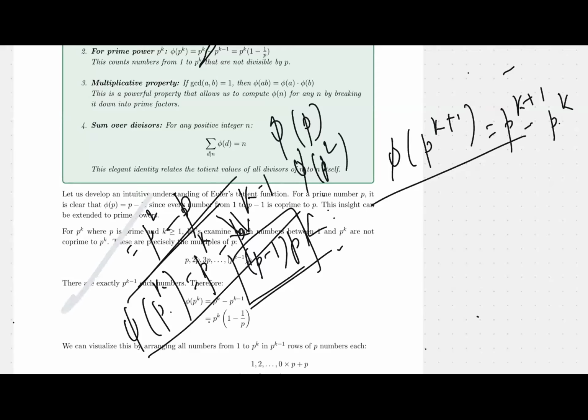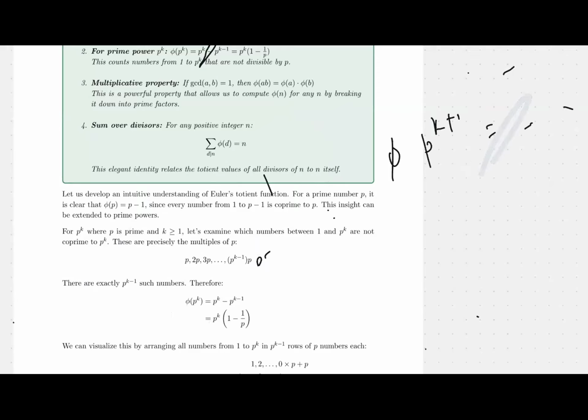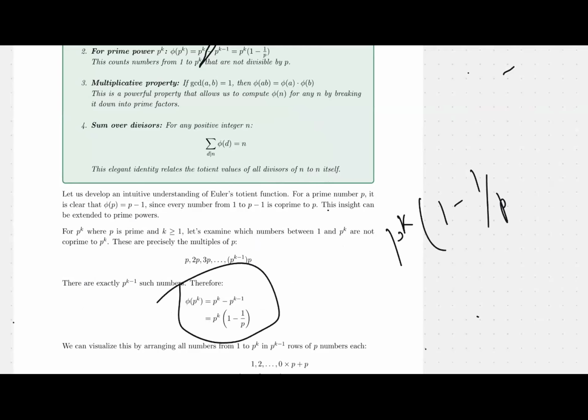So the idea is, this is the final formula, which means p to the power k times 1 minus 1 over p. Okay, clear? Okay. So now the idea is, this is Euler's Totient function, right? So phi of p to the power k can be given as this.